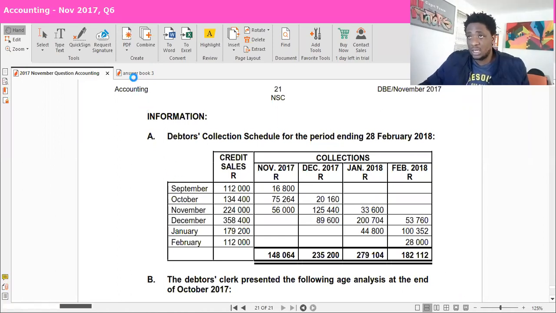So what we then need to do is quite similar to what we did in the last question. We basically just need to add 56,000 plus 125,440 plus 36,300, and then we divide by 224,000, and then we'd be able to get the number for our bad debtors. Cool.